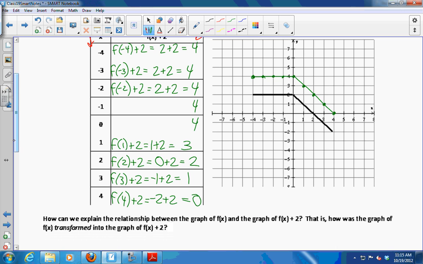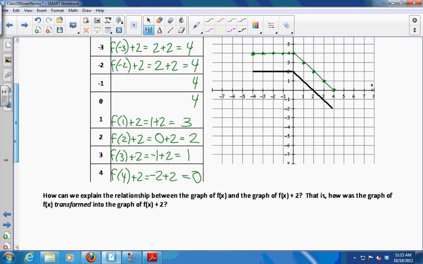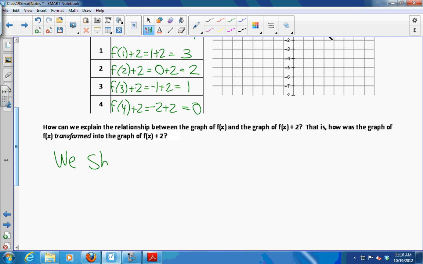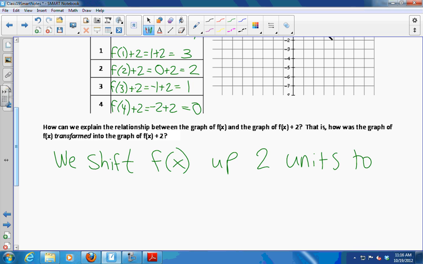So how can you explain the relationship between the graph of f of x, this black line, and the graph of f of x plus 2, the relative we just graphed, the green line? That is, how can I transform the graph of f into the graph of f of x plus 2? Yeah, we moved the whole thing up 2. We shift f of x up 2 units to get f of x plus 2.